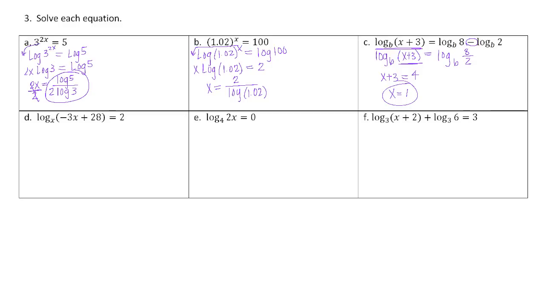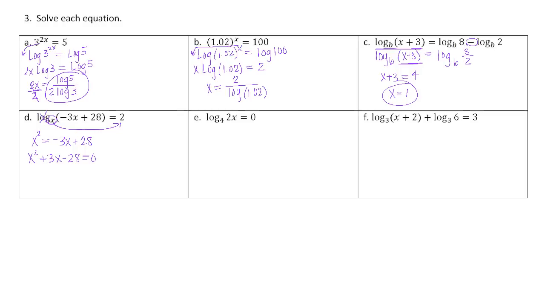All right, moving on to the next in part D. This is where we removed our log from the problem, and we said that we're going to have x raised to the second power. So x squared is equal to negative 3x plus 28. We do need to move everything over to the other side to set up a factoring problem.